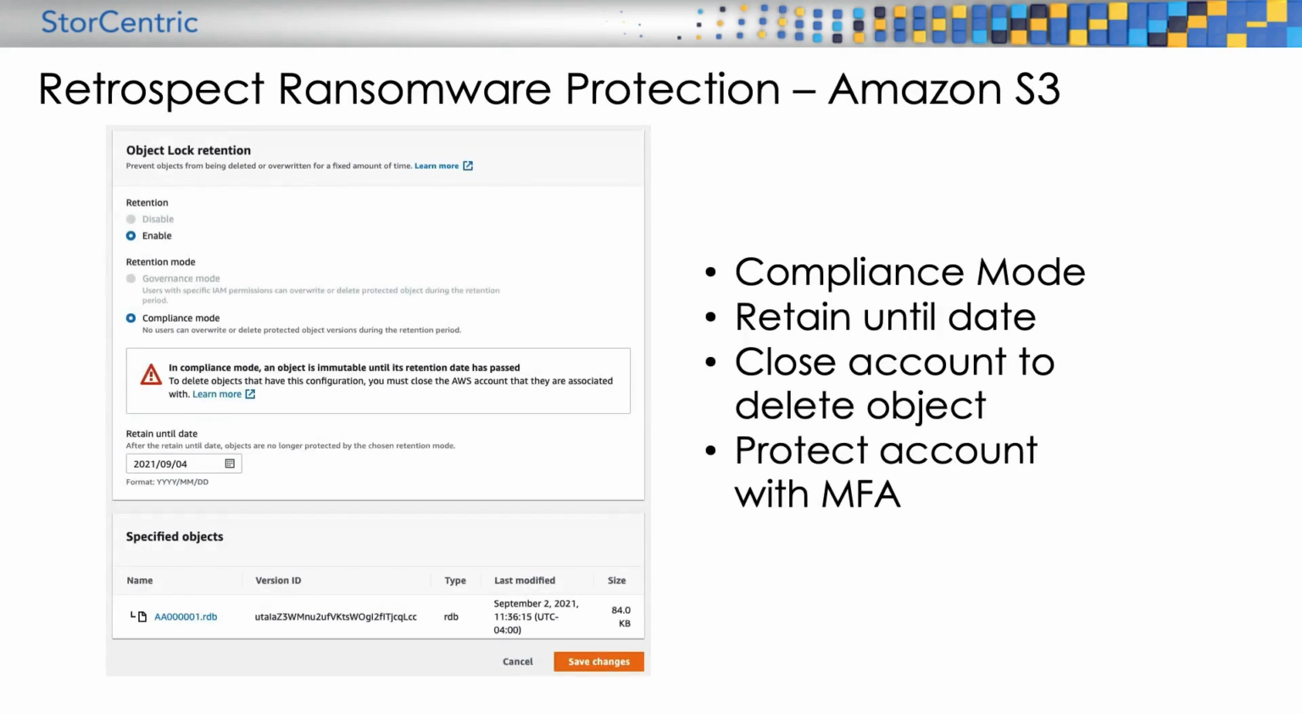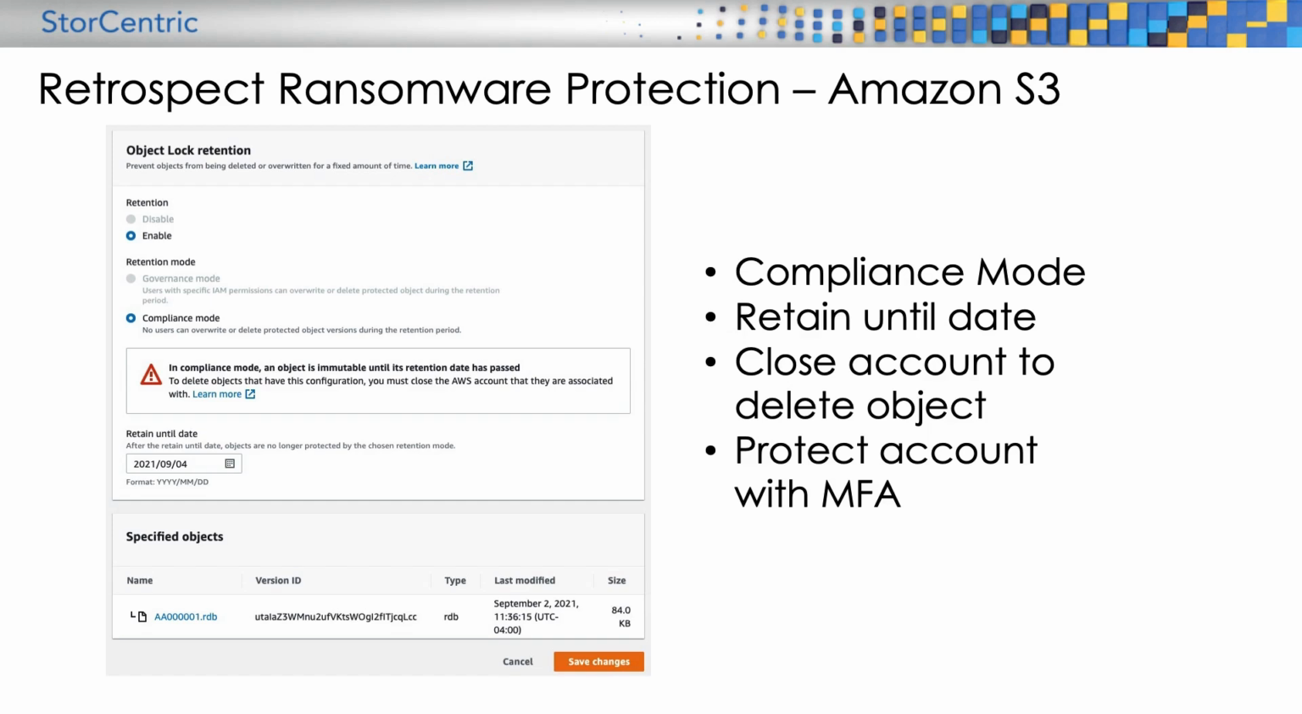Let's look at Amazon S3 as an example. This is the Object Lock Retention UI with compliance mode set. That is the mode that Retrospect uses. You can see the retain until date and the specified version of the object. Now, once we click Save, you cannot change this version of this object unless you close the account.